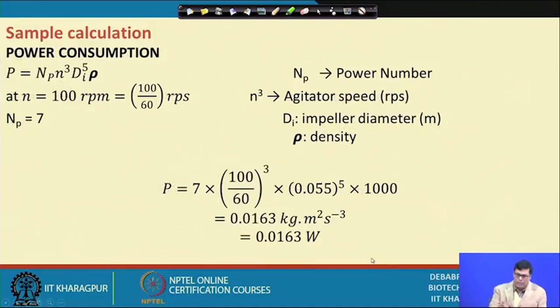Similarly, we can also calculate the power drawn by the agitator. How can we do that? Power drawn by the agitator is given by the NP. NP is the power number, N is the rotational speed of the stirrer, DI is the diameter of the impeller, and rho is the density of the liquid. So, everything is known. We put the values, and we can find out the power drawn by the agitator. So, we can easily calculate.